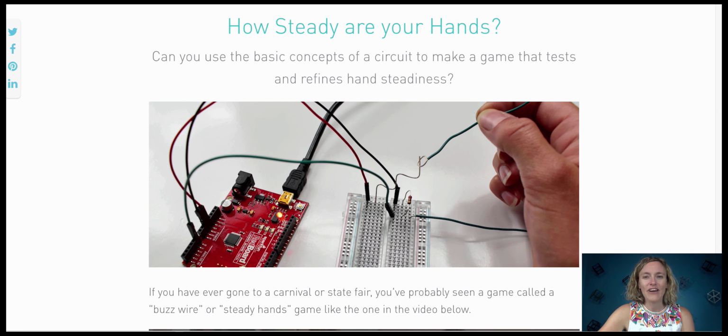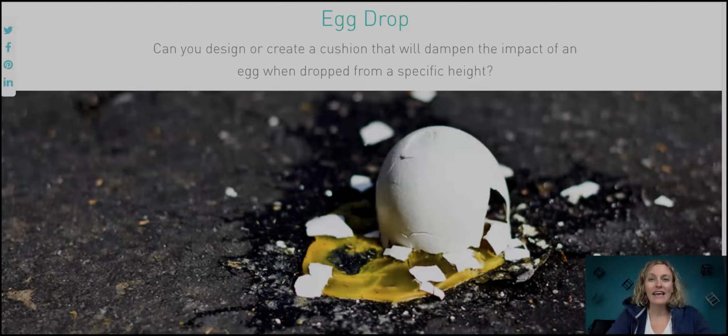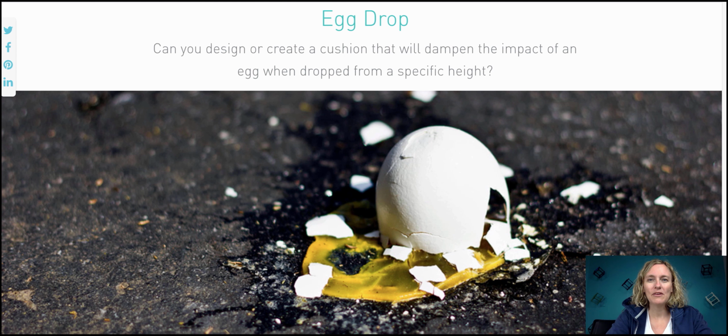In How Steady Are Your Hands, the students will build a game using the Arduino and a breadboard that uses the basic concepts of a circuit to test the steadiness of your hands. Egg Drop is an experiment where the students will build their best cushion and then wire up the accelerometer in the sensor board to determine which cushion absorbs the most energy from the impact.